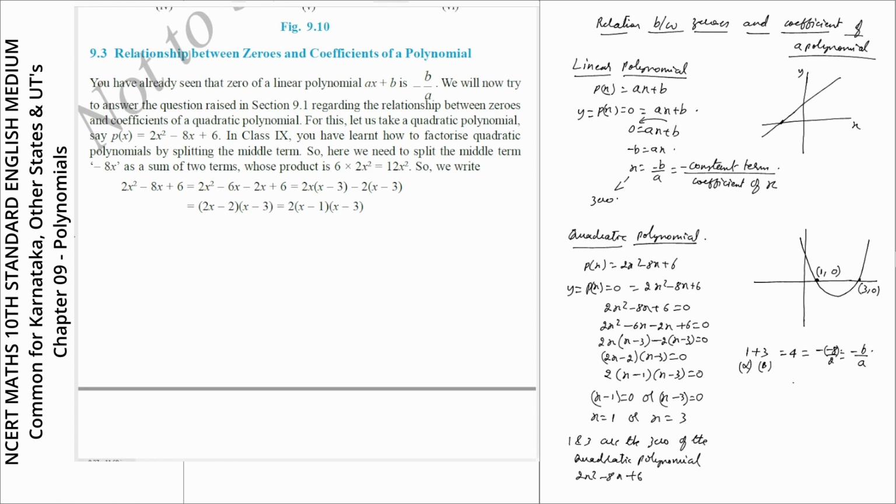Sorry, here it's the coefficient of x. So b is the coefficient of x divided by a. A is the coefficient of x square. Similarly, if I multiply 1 and 3, where 1 is considered as alpha and 3 as beta, so 1 into 3 gives 3. Now 3 is also equal to 6 by 2. So 6 is also equal to c.